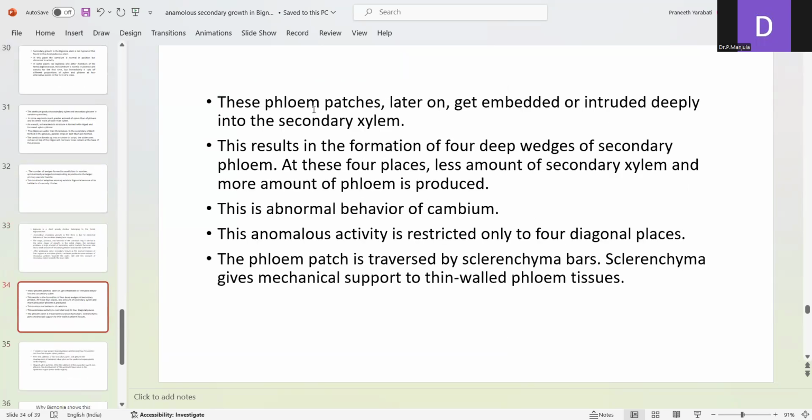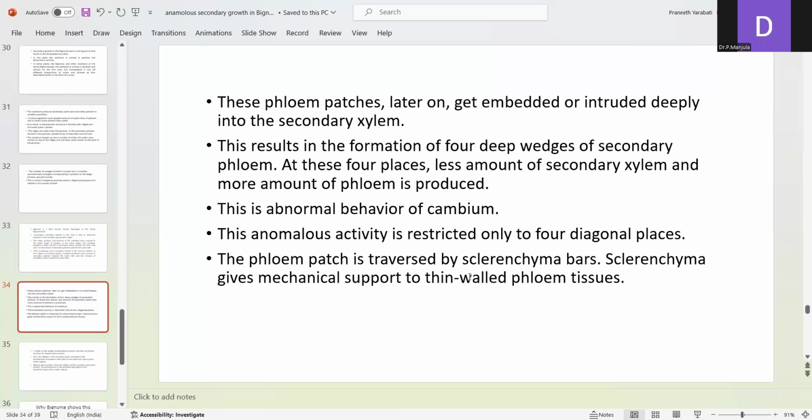These phloem patches later on get embedded or intruded deeply into the secondary xylem. This results in the formation of 4 deep wedges of secondary phloem. At these 4 places, less secondary xylem and more secondary phloem is produced. This is the abnormal behavior of the cambium, and it is restricted only to the 4 regions, the 4 corners.